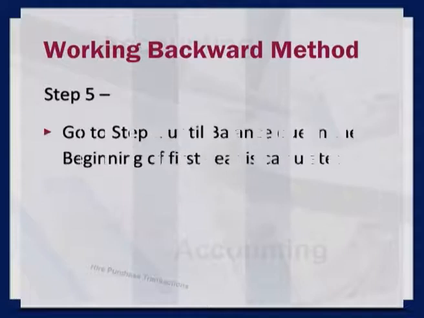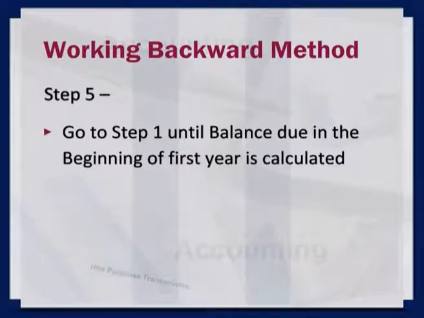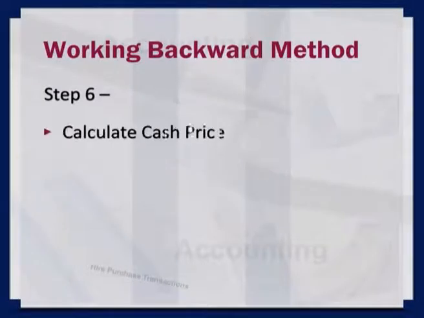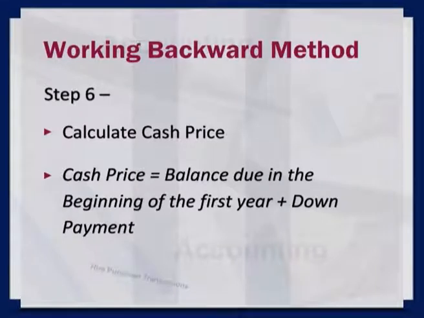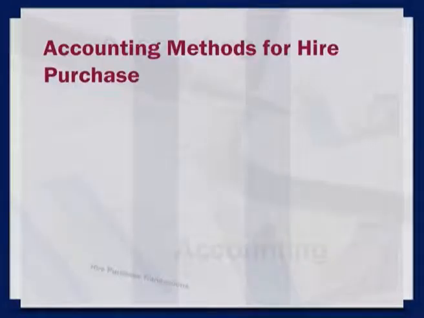Step number 5, go to step number 1 until balance due in the beginning of the first year is calculated. Step number 6, calculate the cash price. As further steps, cash price is equal to balance due in the beginning of the first year plus the down payment.